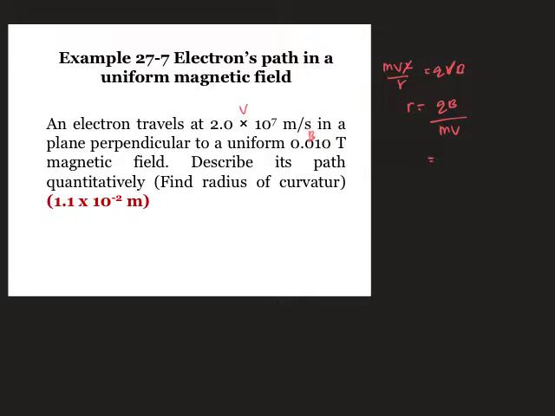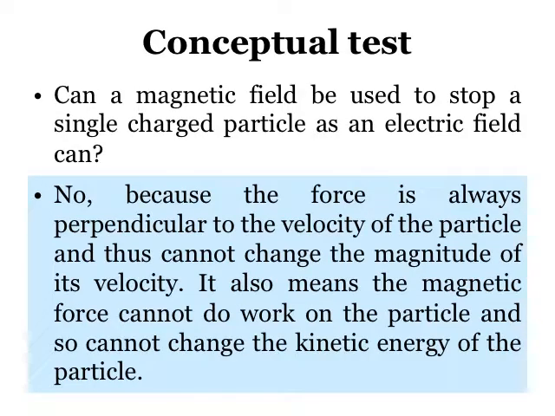Because this is an electron, you are going to use 1.602 times 10 to the power of negative 19, and the magnetic field is 0.010 Tesla, and the mass of the electron is 9.11 times 10 to the power of negative 31, and the velocity is 2 times 10 to the power of 7. So you are going to get a radius of 1.1 times 10 to the power of negative 2 meters. Okay, let's proceed to the next one. The question asks you, this is a conceptual question.